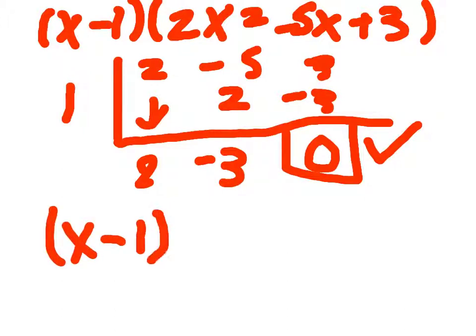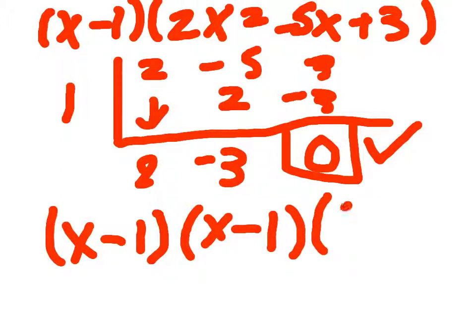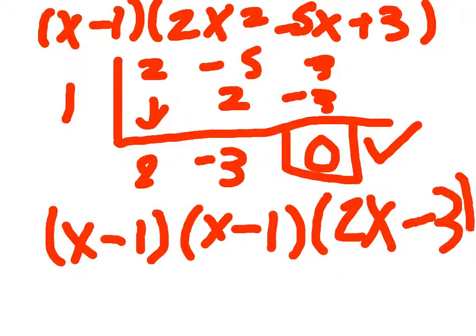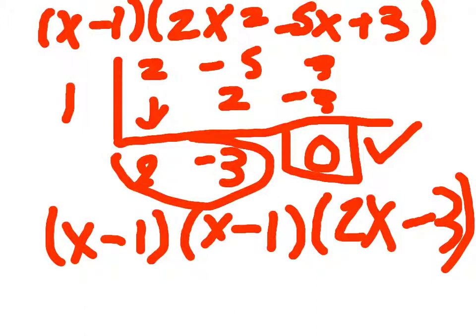So now we know the factors are x minus 1, the first one that we figured out, x minus 1 again, because we just figured it out using this synthetic division, and 2x minus 3, because that's what remains from the synthetic division.